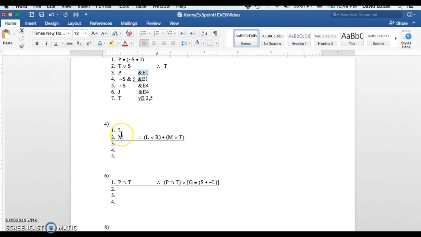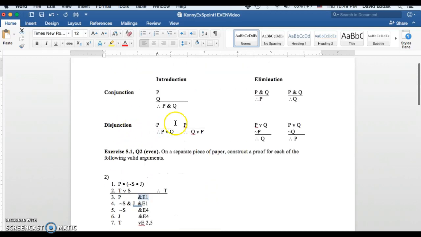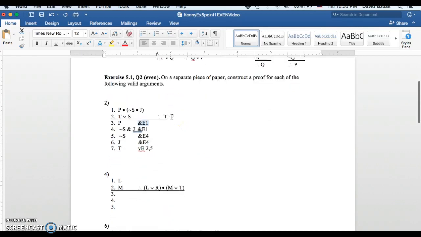Okay, now here we've got L and M. This is number 4. We've got 2 premises. There's no operators in either of these premises. And we want to get to this conjunction of 2 disjuncts, right? Notice R and T don't appear anywhere in the premises. And that should make us think about disjunction introduction, because disjunction introduction allows us to introduce sentences that don't appear in the premise. And again, the reason for that is because if P is true, this whole disjunction is true, whether Q is true or false.